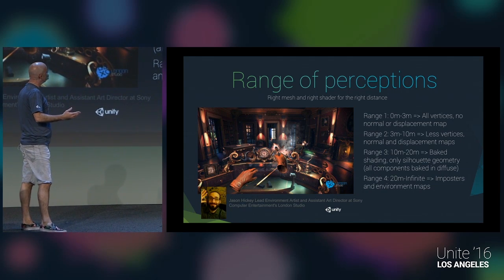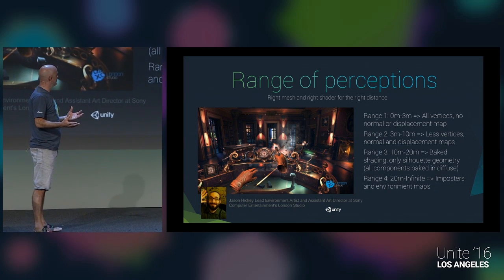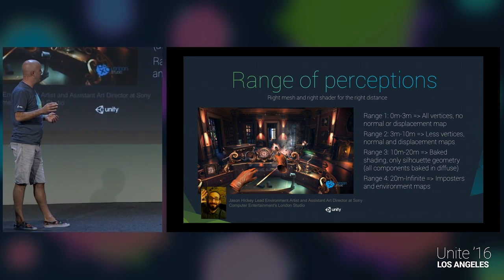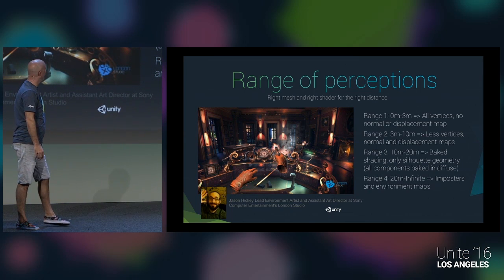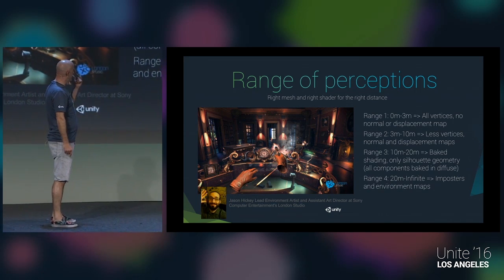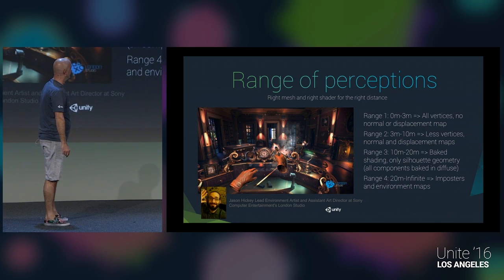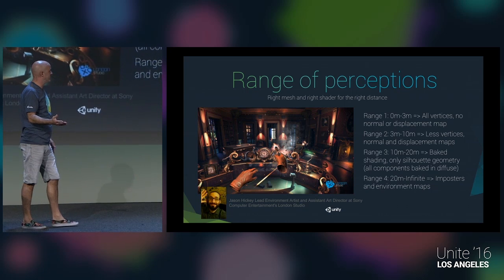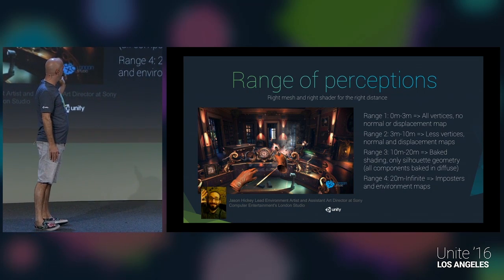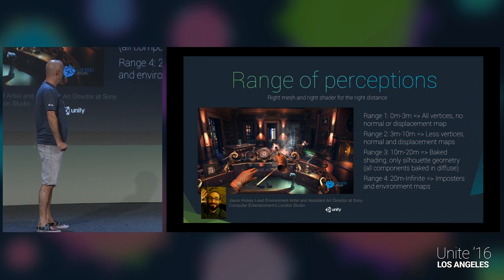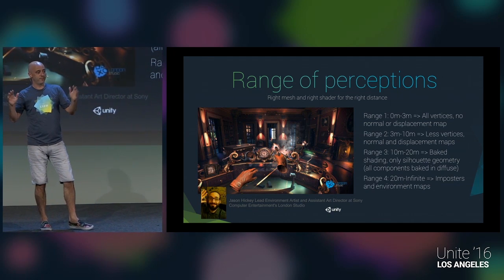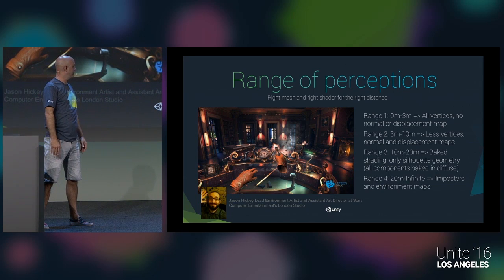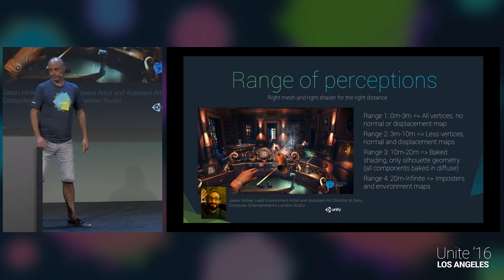Range 2, 3 to 10 meters. So using fewer vertices, but using normal and displacement maps to give the impression of detail, to give a nice look to your meshes that are just out of reach. Range 3, 10 meters to 20 meters. So we start to look at baked shading, only silhouette geometry, and all your components baked in a diffuse if you can. And then, of course, the final range, 20 meters to infinity. So we're talking about imposters and environment maps, things that look like super deep, complex scenes in the distance, but can actually just be rendered into a cube map.